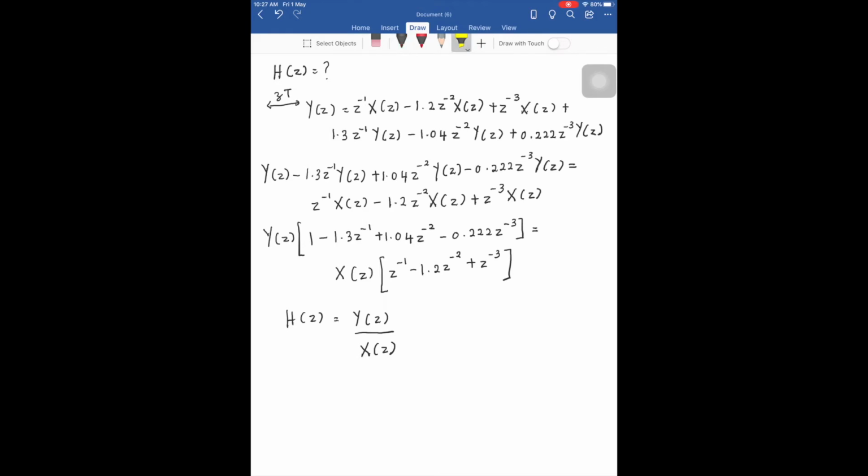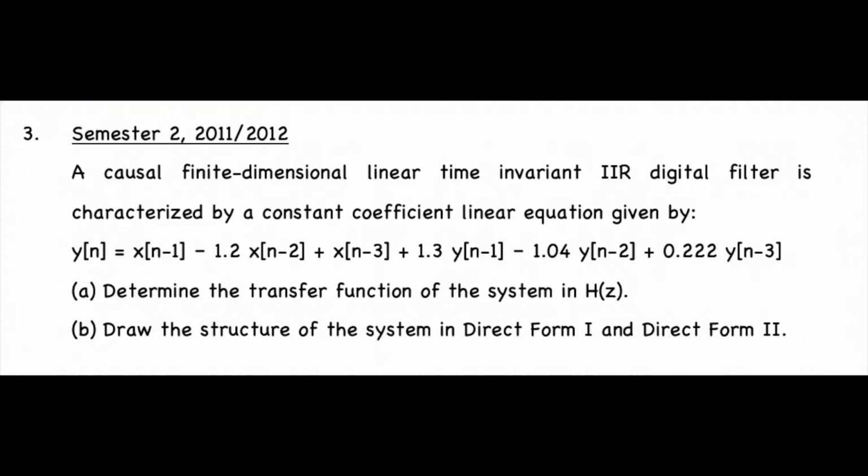So what happens? We are going to bring down the X under the Y. So we bring down, and here it is equal to the following. So this is your transfer function. Done to determine the transfer function.